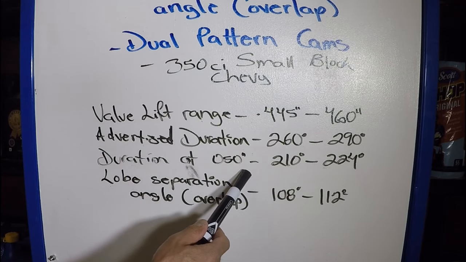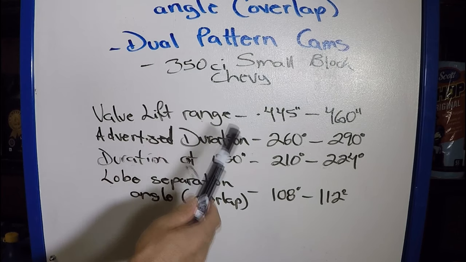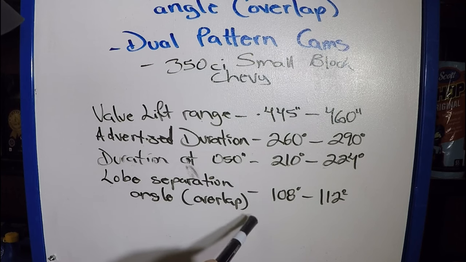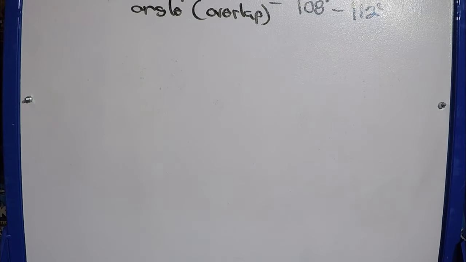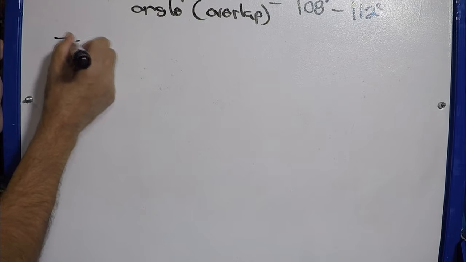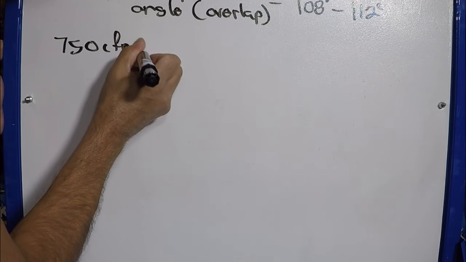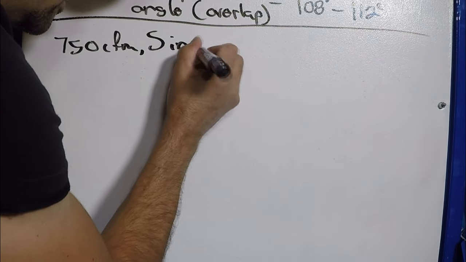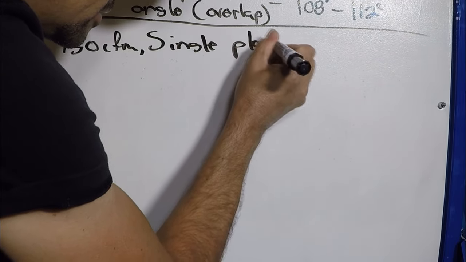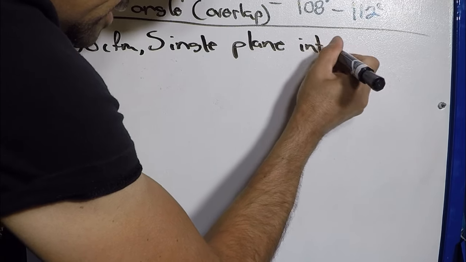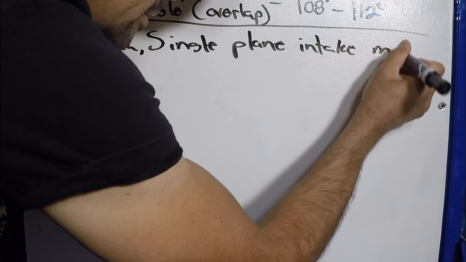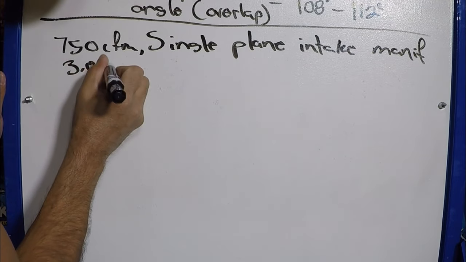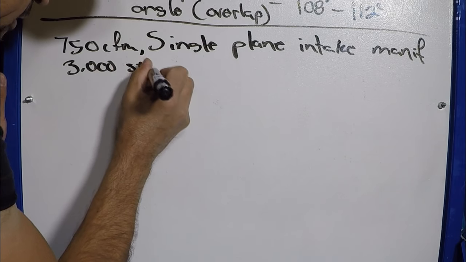What we're going to do now, we're going to still use the same engine. We're going to have some modifications to the engine, and it's going to need a different camshaft because it's going to make it perform differently. So we still have the same small block, but now we have a 750 CFM carburetor. We have a single plane manifold. Let me break this down. Intake manifold, by the way, if you don't know what manifold we're talking about. We have a 3000 stall speed torque converter.